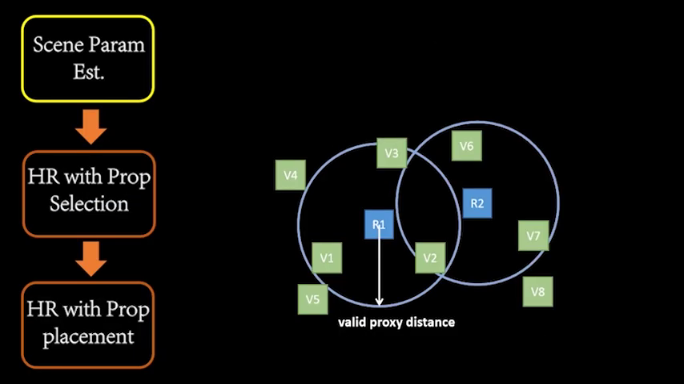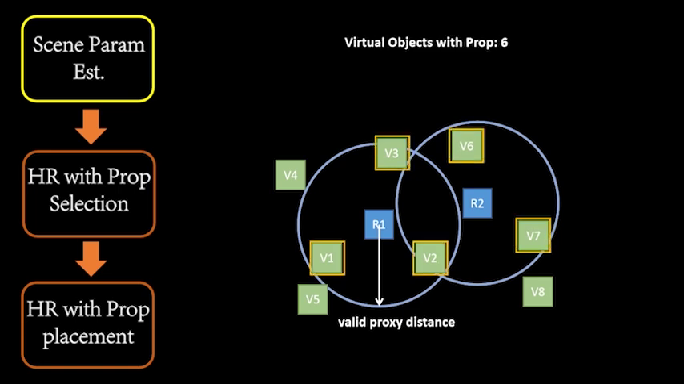In the first step, we estimate 2 scene parameters. First, we calculate the valid proxy distance with the binary search method. When verifying whether a given distance meets the definitional requirements, we record the number of virtual objects around each physical prop that are within the distance, then add them up. And if the ratio exceeds a predefined threshold, that given distance is valid.